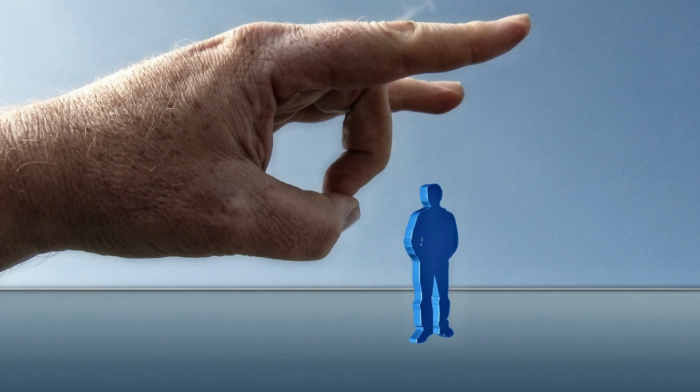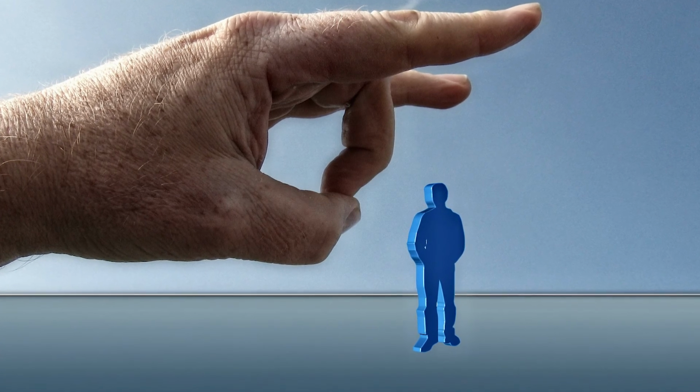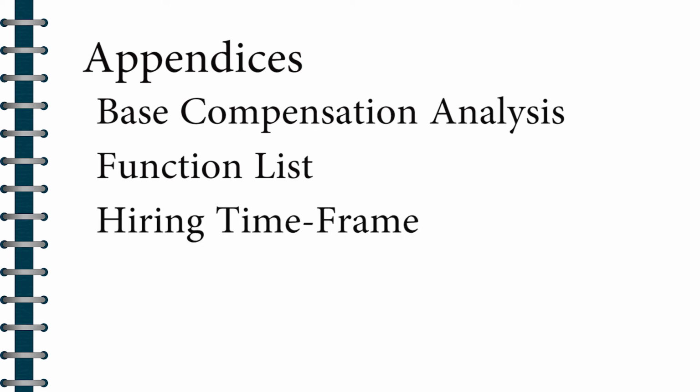You need to also mention termination procedures due to ordinary and extraordinary circumstances. Appendices of this part should include a table analyzing the base compensation, a function list analyzing each position's basic tasks, indicating the total amount of full-time equivalents, and a hiring time frame prior to opening.